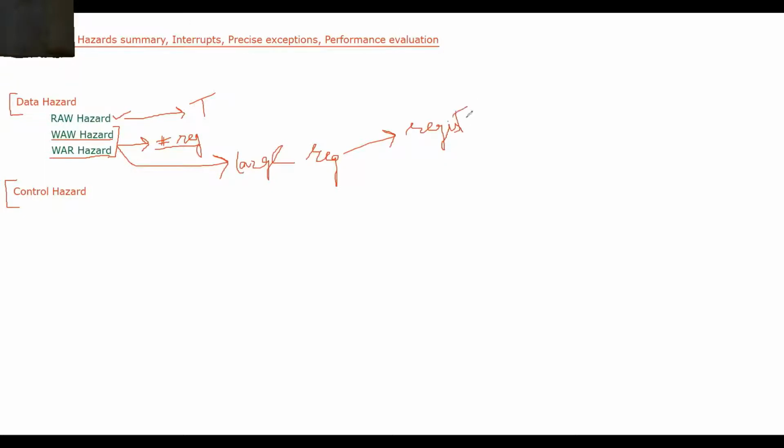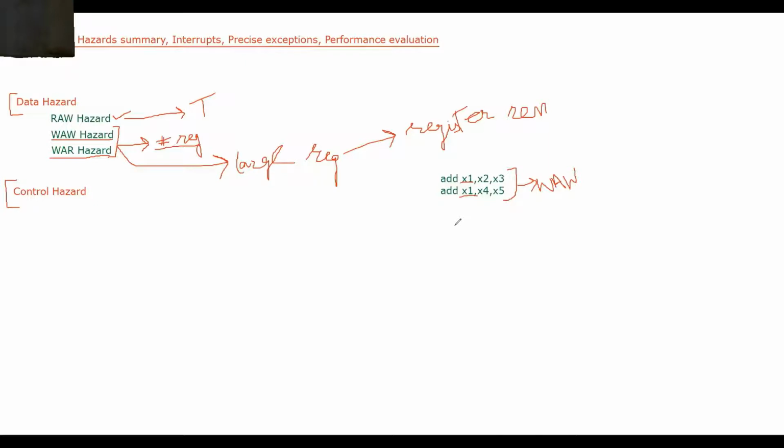What is the meaning of register renaming? Let's take two instructions. Let me write them here: add x1, x2, x3, and the next instruction is add x1, x4, x5. So for these two instructions we have a WAW dependency, because they are writing to the same register x1.